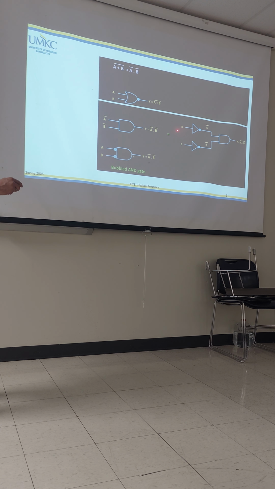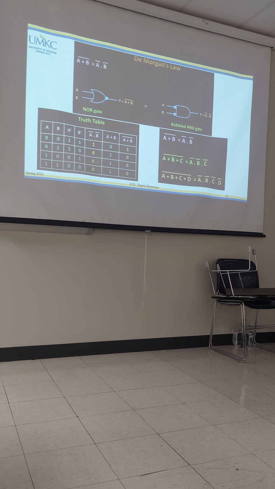We have a NOT gate first: variable A is given to the first NOT gate, the output of the first NOT gate is A bar, the output of the second NOT gate is B bar, then the two inputs are given to the two-input AND gate, and the output is A bar dot B bar. So this is the NOR gate. This is the first law. This law is true for 3 variables, 4 variables, any number of variables.